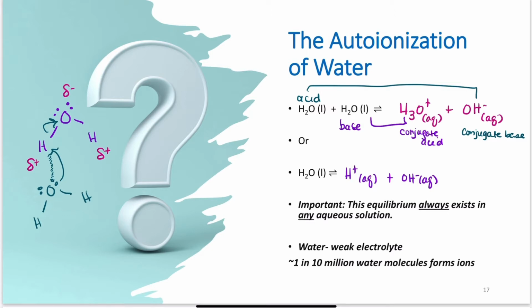And that's important to note because depending upon the concentration of other species in your system, this may be controlling the pH of your system. Water, therefore, is a weak electrolyte. Basically, 1 in 10 million water molecules forms ions. It's a very, very small amount, but 1 in 10 million. If you have a bottle of water next to you or a glass of water, this is happening.